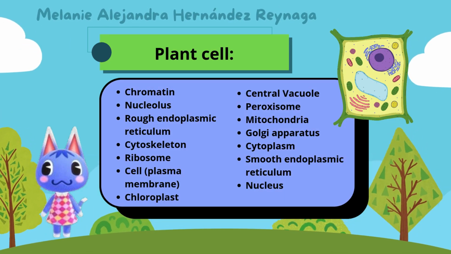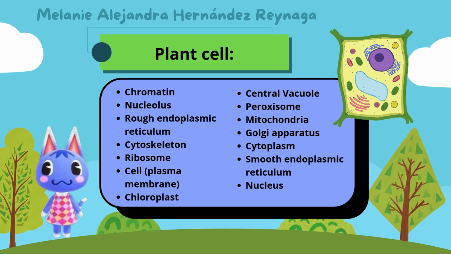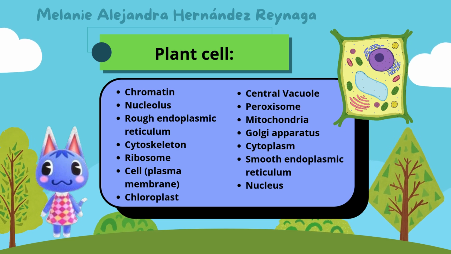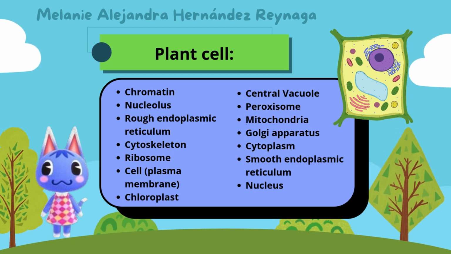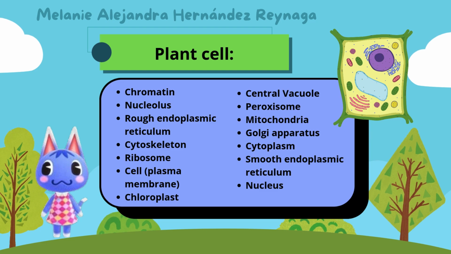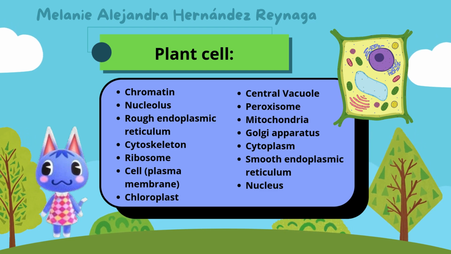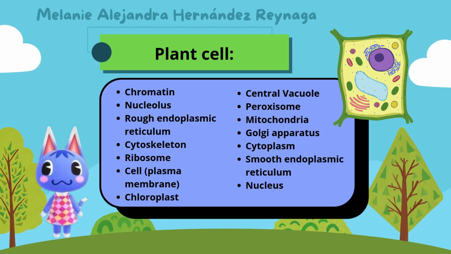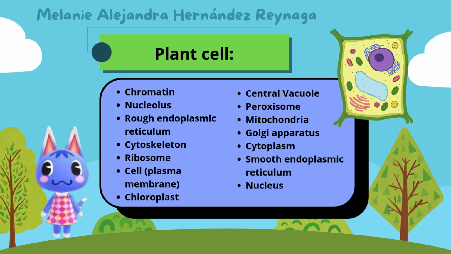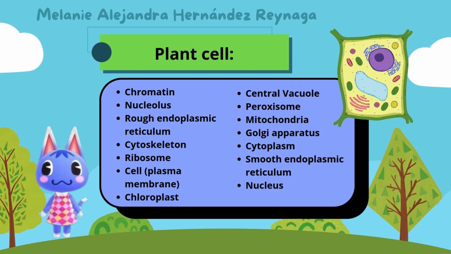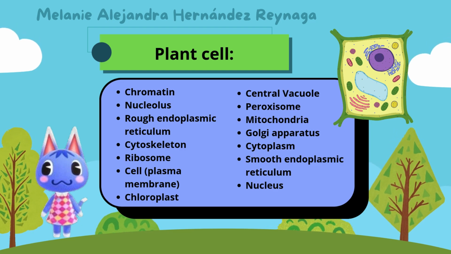And on the other hand, the plant has chromatin, nucleolus, rough endoplasmic reticulum, cytoskeleton, ribosome, cell plasma membrane, chloroplast, central vacuole, peroxisome, mitochondria, Golgi apparatus, cytoplasm, smooth endoplasmic reticulum, and nucleus.